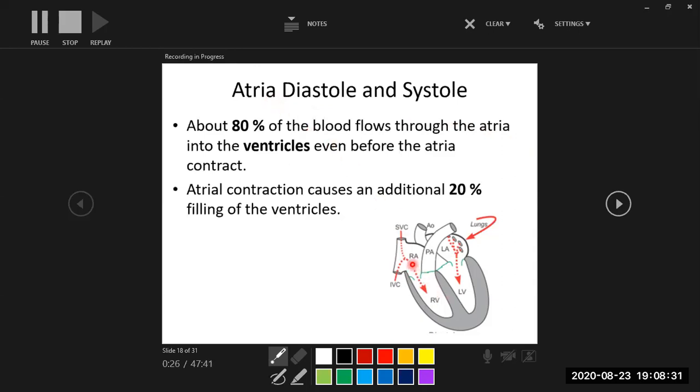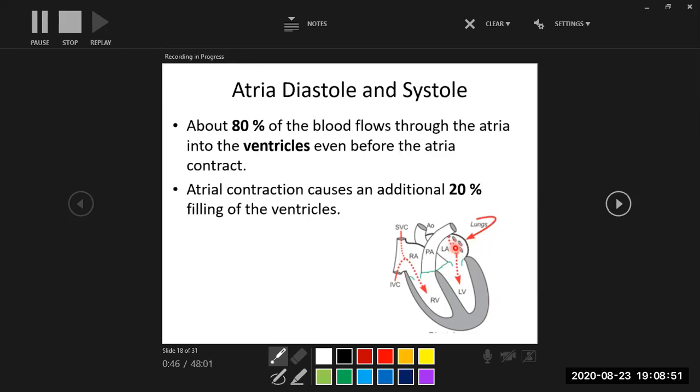Atrium. So as you can see here, blood goes into the right atrium, as well as from the lung, the pulmonary circulation, to the left atrium. They go into the right and left atrium when everybody is relaxing.